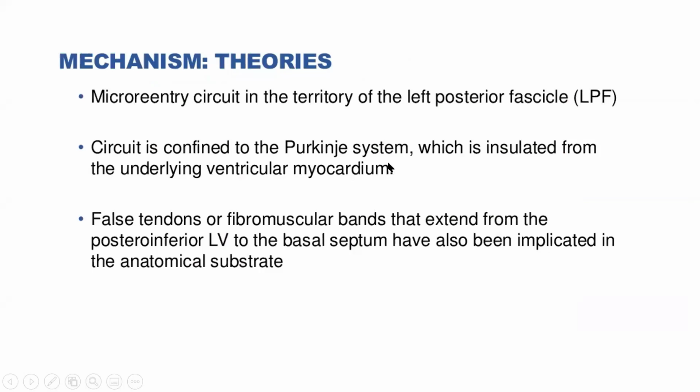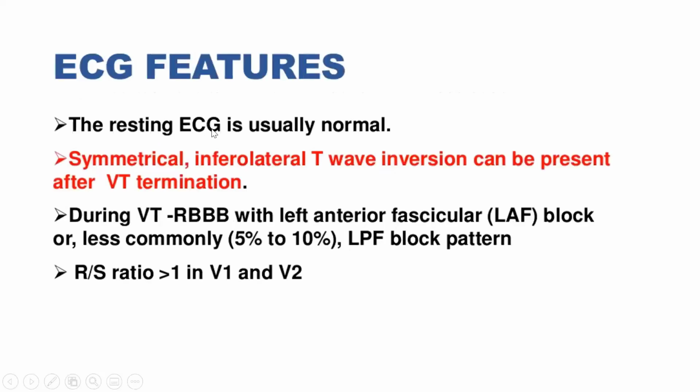The circuit is confined to the Purkinje system, which is insulated from the underlying ventricular myocardium. False tendons or fibromuscular bands that extend from the posterior inferior LV to the basal septum have also been implicated in the anatomical substrate. Sometimes, while we are ablating PVCs, during echo we see these false tendons in the LV. The resting ECG is usually normal, and symmetrical inverted T-wave inversion will be present after VT termination.